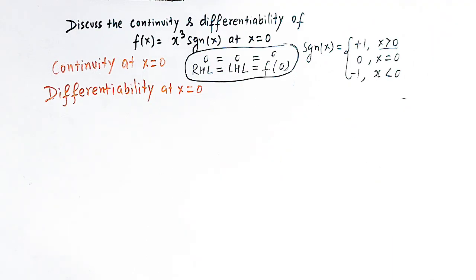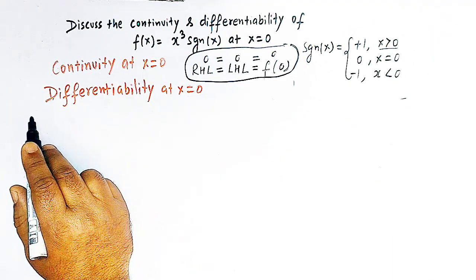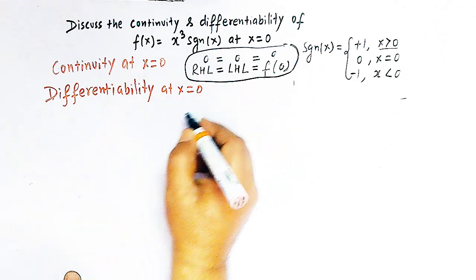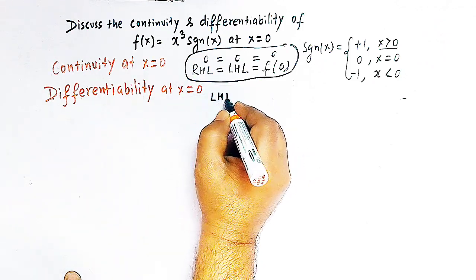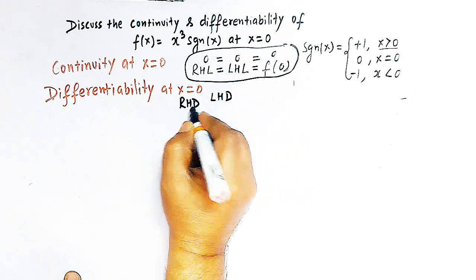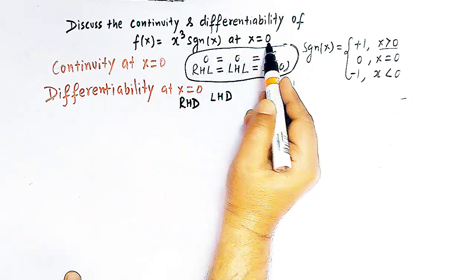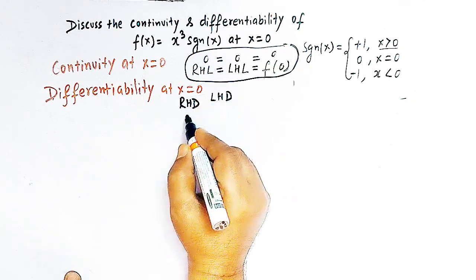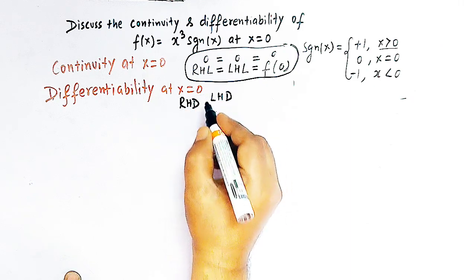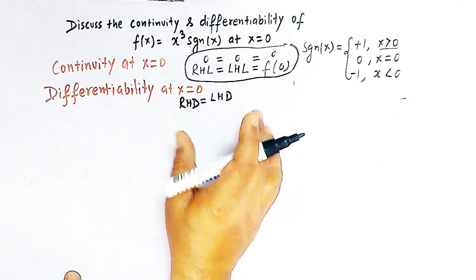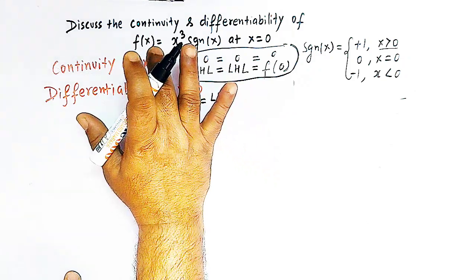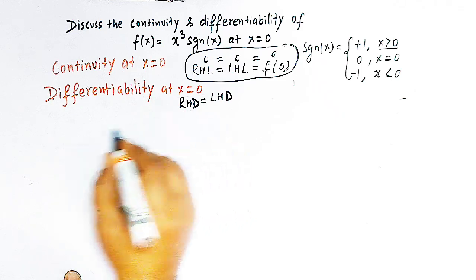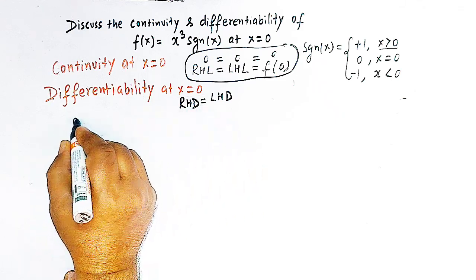So now let us discuss the differentiability of this function at x equal to 0. For this we have to find out the left hand derivative and the right hand derivative of this function at x equal to 0. And if the right hand derivative and left hand derivative both exist and they are finite and they are equal to each other, then we can claim that this function f of x is differentiable at x equal to 0. So let us first find out the right hand derivative.